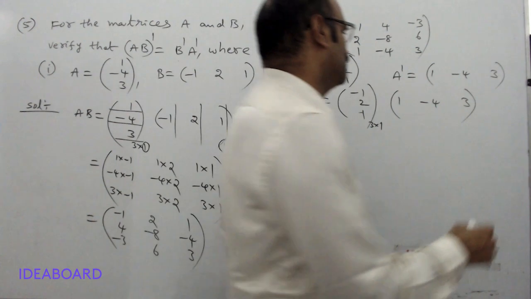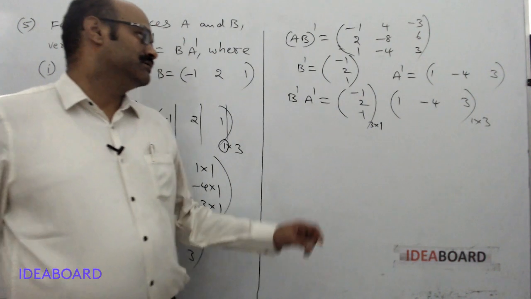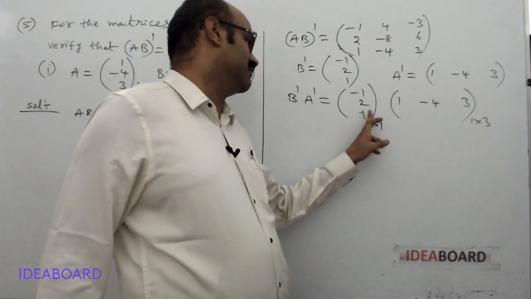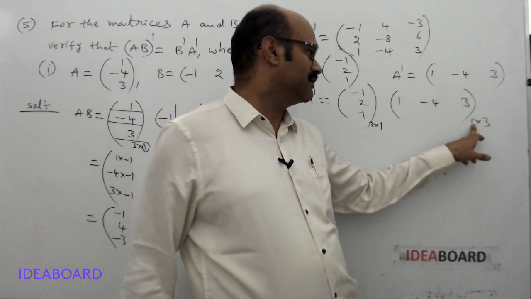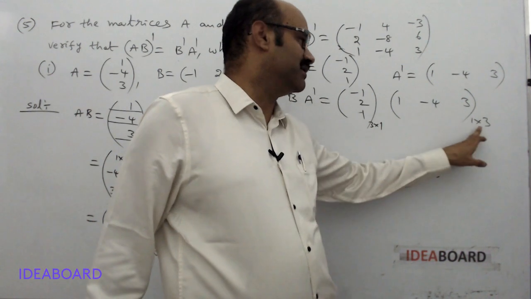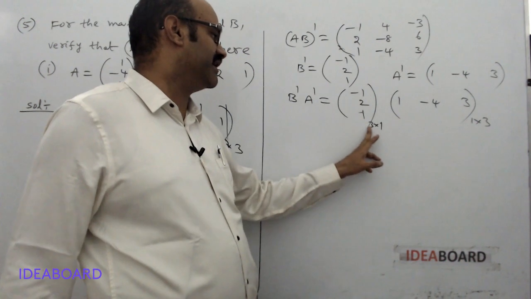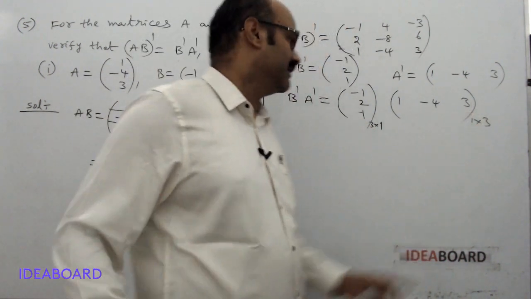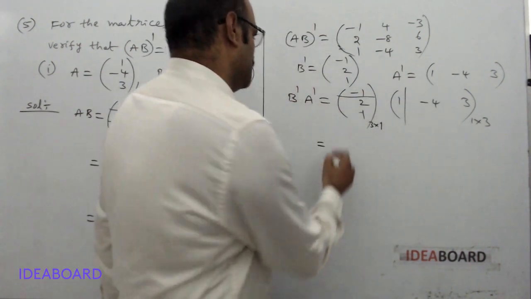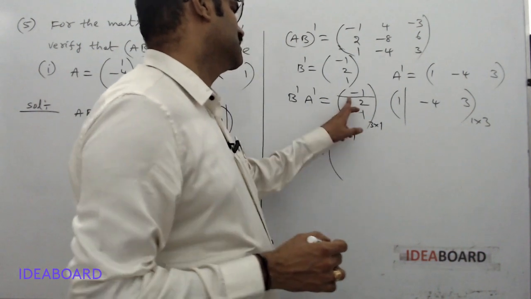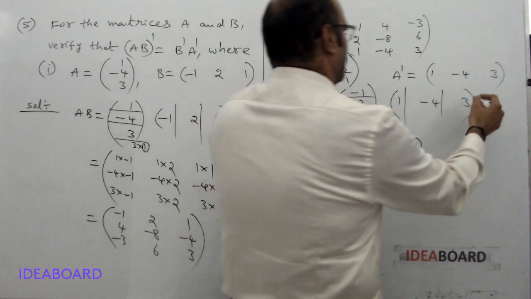The order of A dash equal to 1 cross 3. Here the number of columns in B dash is equal to number of rows in A dash, so we can multiply these two matrices. Now after multiplying B dash and A dash, we get order 3 by 3. We take first row into first column, minus 1 into 1, first row into second column, minus 1 into minus 4, minus 1 into 3.